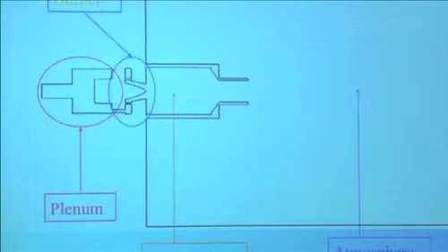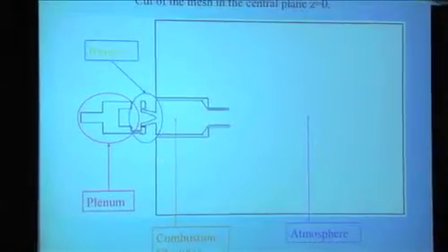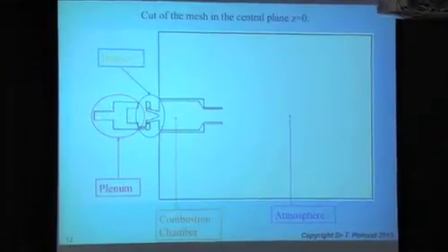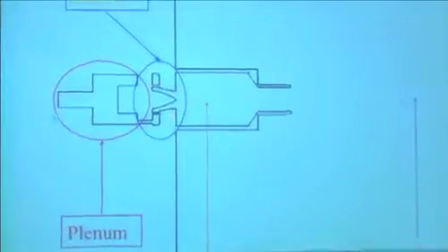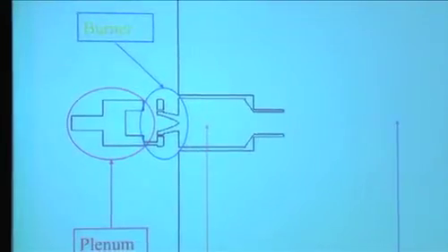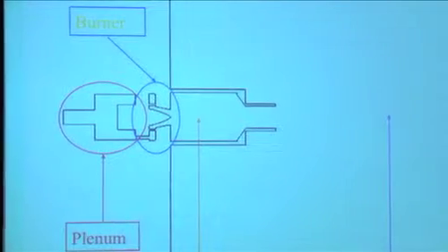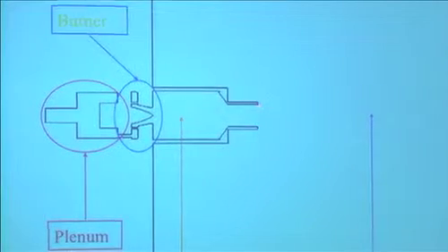This is the typical computational domain we're going to use. So you have here the plenum, where you mix the gases entering here. Here you have the swirler. Here you have the chamber. And here you have the atmosphere, and you mesh the atmosphere too. Again, it's a problem of boundary conditions. We don't want to stop the computation here.